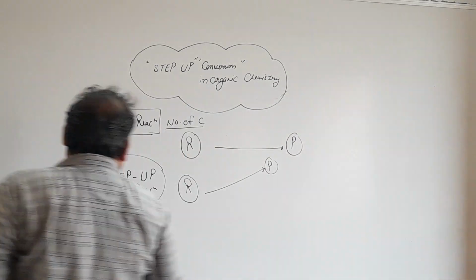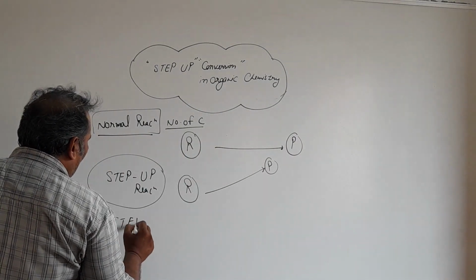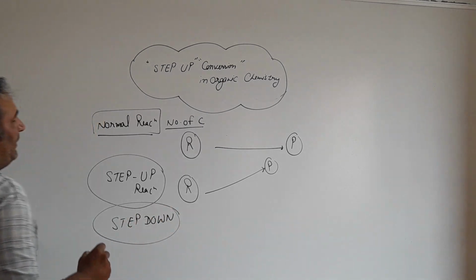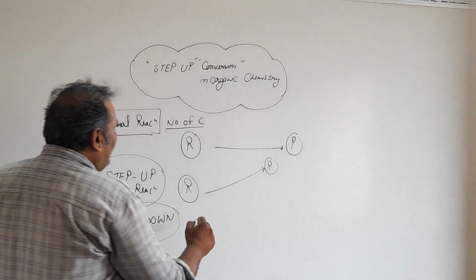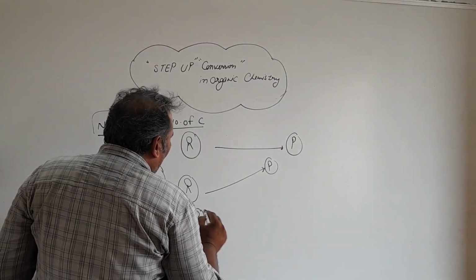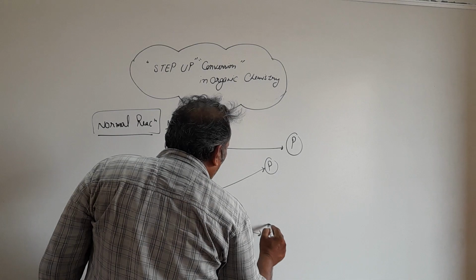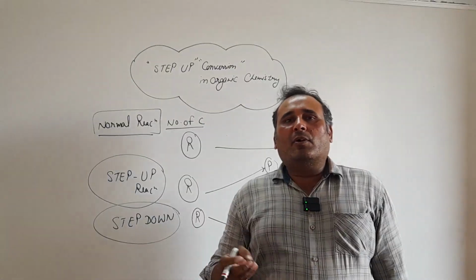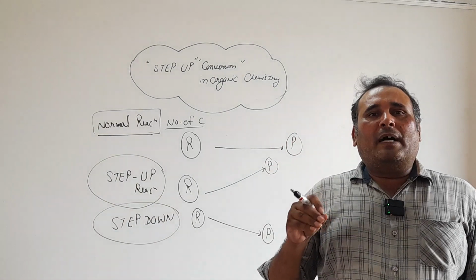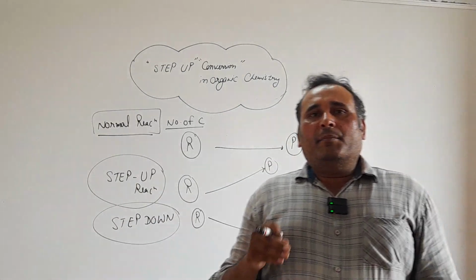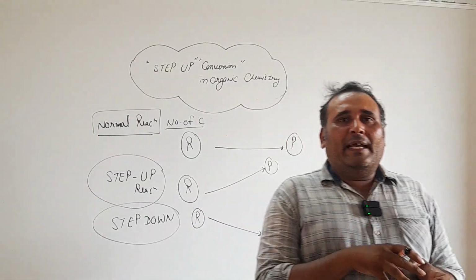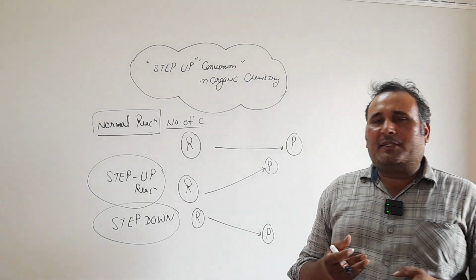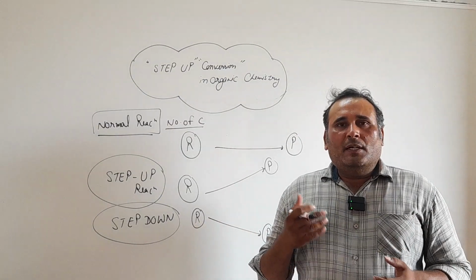And another is step down conversion. Now, what are step down conversions? Its name suggests that the number of carbons in the reactant is more than the number of carbons in the product. So suppose in any conversion or reaction the number of carbons is decreasing, then the number of carbons in the product will be less than the number of carbons in the reactant. These types of conversions are known as step down reactions.